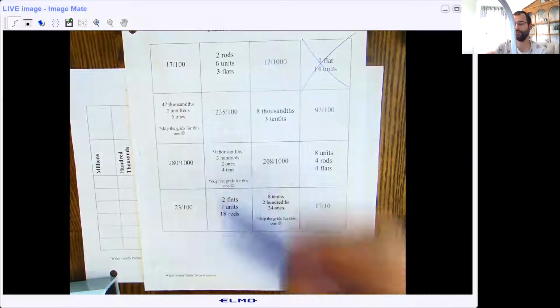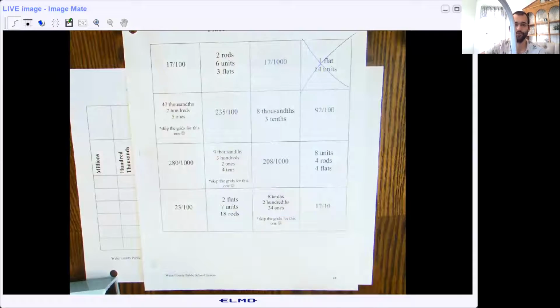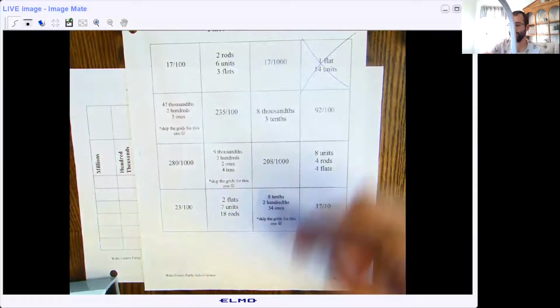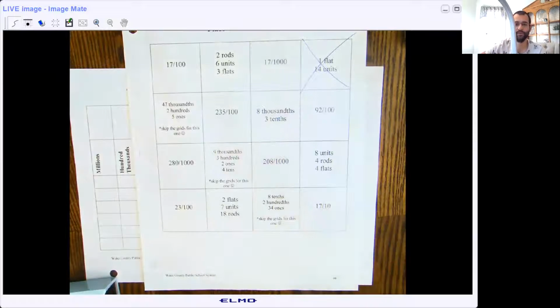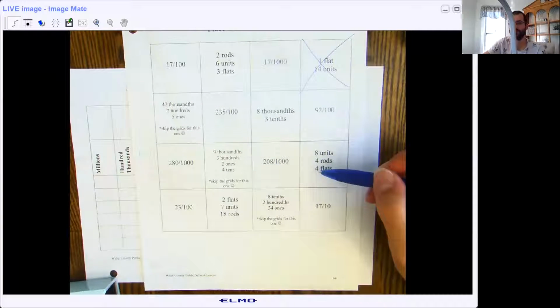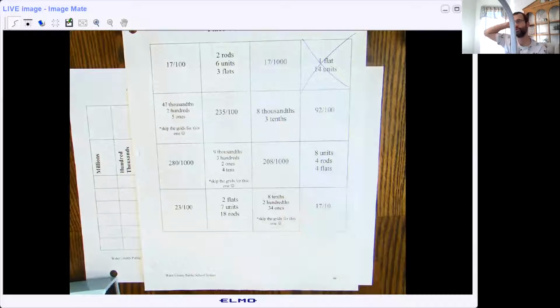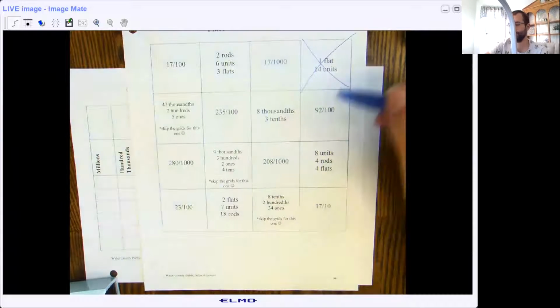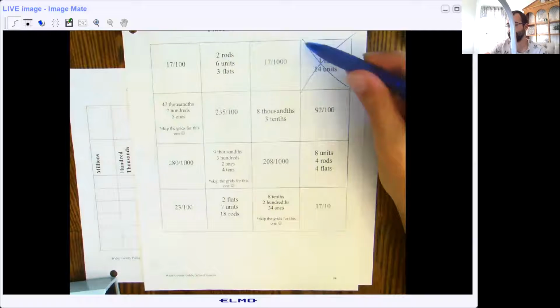All right, now this would be an easy one. There are several on here that are pretty easy, okay? I'm going to pick one that's a little bit harder to show you what is actually happening in this problem. So we're going to pick this one up here. So go ahead and cross this one out.